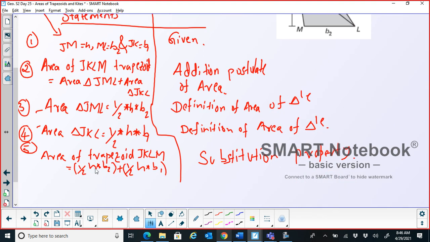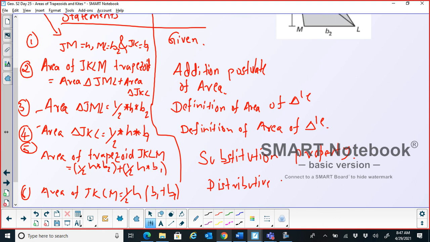The last step is I can take half h common from both of them. I'm writing in short form: area of JKLM equals, I can take half h common from both the terms and leave b1 plus b2 inside the parentheses by the distributive property. This is your area of trapezoid.